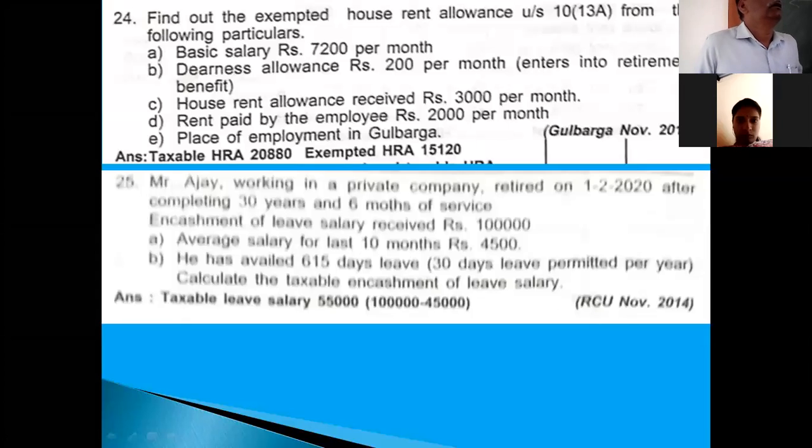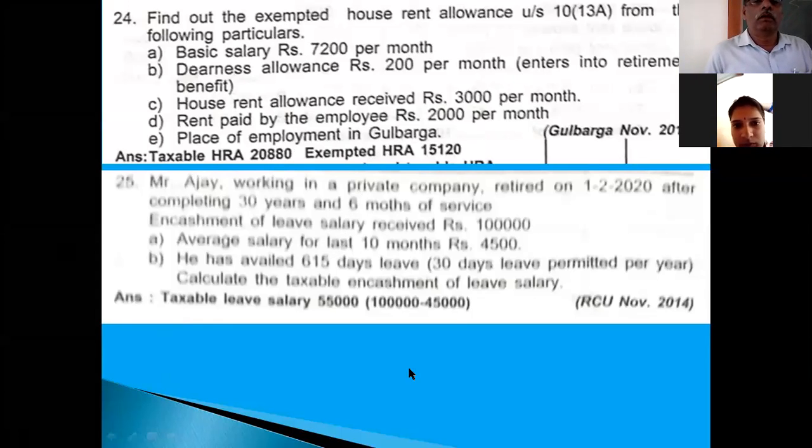What is salary? 7,200 is the monthly salary plus dearness allowance 200. Total it is 7,400. Clear? Then house rent allowance received is 3,000 per month. Then rent paid by the employee is 2,000 per month. And place of employment is Gulbarga. Then you have to calculate the taxable HRA and exempted HRA.